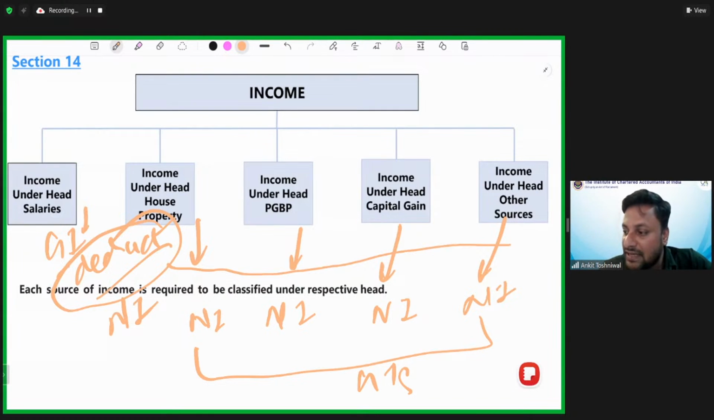So section 14 says that the income under the Income Tax Act is divided into 5 heads, and the chronological order of these heads cannot be changed. The first head is always income under the head salary. The second head is always income from house property. Similarly, third is PGBP, fourth is capital gain, and last one is other sources. Other sources is also known as the residual head.